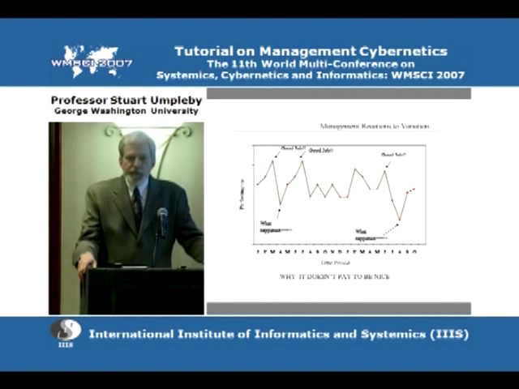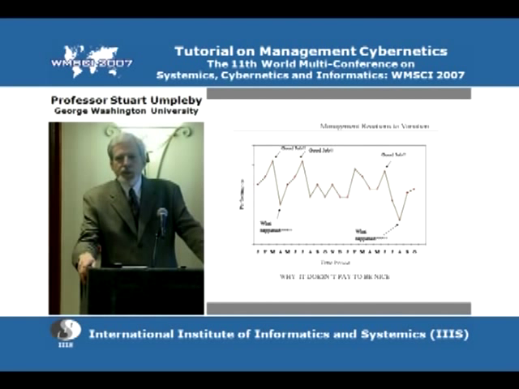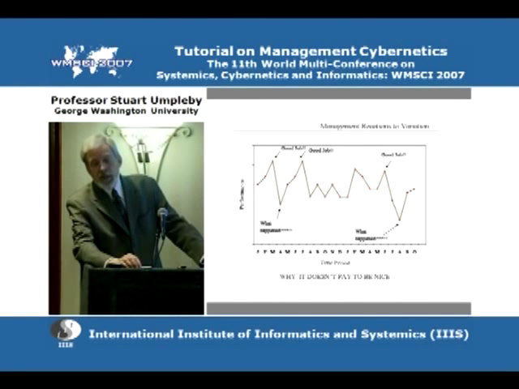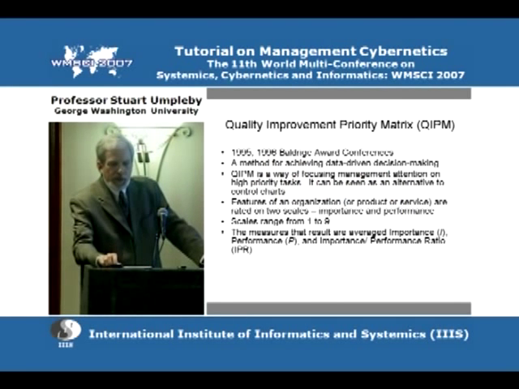Now, the problem with this analysis of common cause variation and special cause variation is that it works primarily in areas where you can make quantitative measurements. But if you want to implement process improvement methods in places outside manufacturing, like education or healthcare, where you have less opportunities to make quantitative measurements, then how do you do that? One method that I've found to be quite useful is something called the Quality Improvement Priority Matrix.